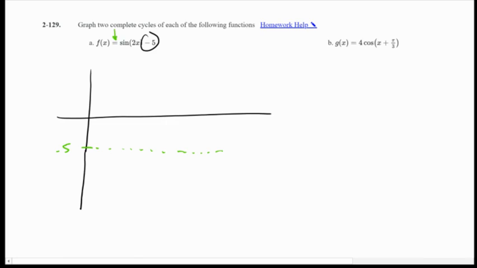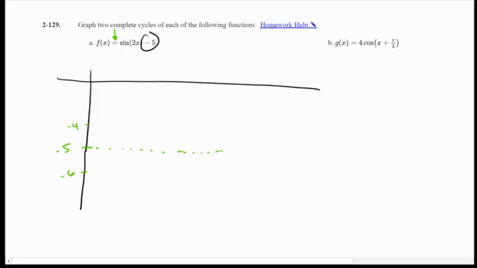My a value here is just 1, right? So we're going to zoom into this a little bit and say that this is -4 and this is -6. Just to make this a little bit better for you all, that's where we're at. And we're told that our b value is 2, which to find my period, I just do 2 pi divided by b. So my period is going to be pi.